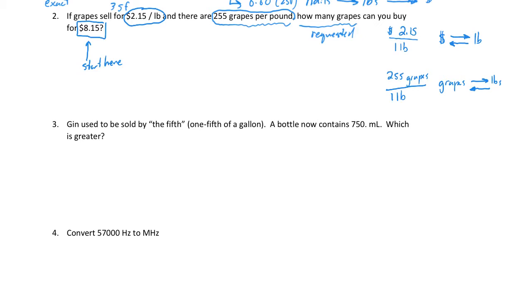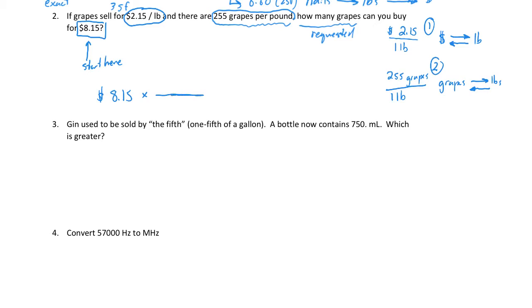So let's see how we're going to go about doing this. Well, we're starting with dollars. So let's write that down, $8.15. Now we want to get to the number of grapes, but notice that our conversion factors, I'll call this conversion factor 1 and conversion factor 2. Conversion factor 1 goes between dollars and pounds, not directly to grapes. And conversion factor 2 goes from pounds to grapes or grapes to pounds. So it doesn't involve money. So the first thing we need to do is we need to convert money into pounds. So that's what our first step will be.